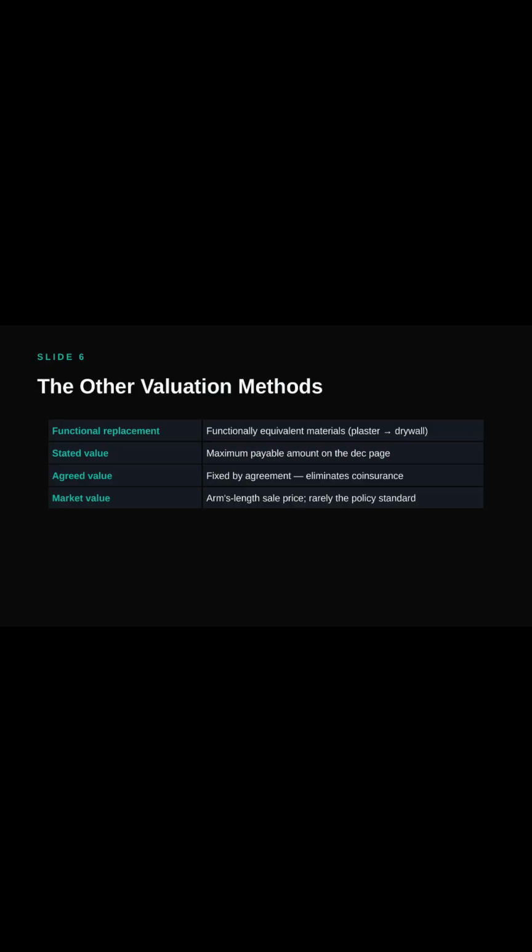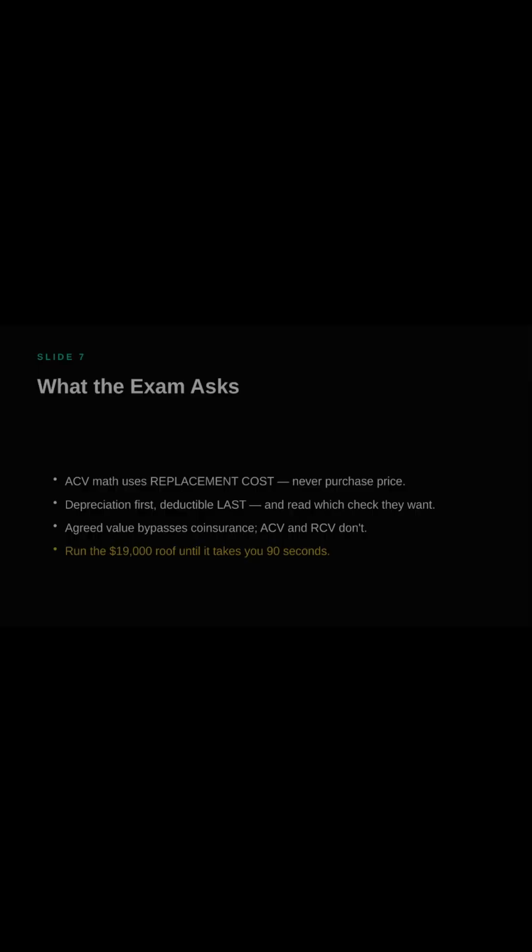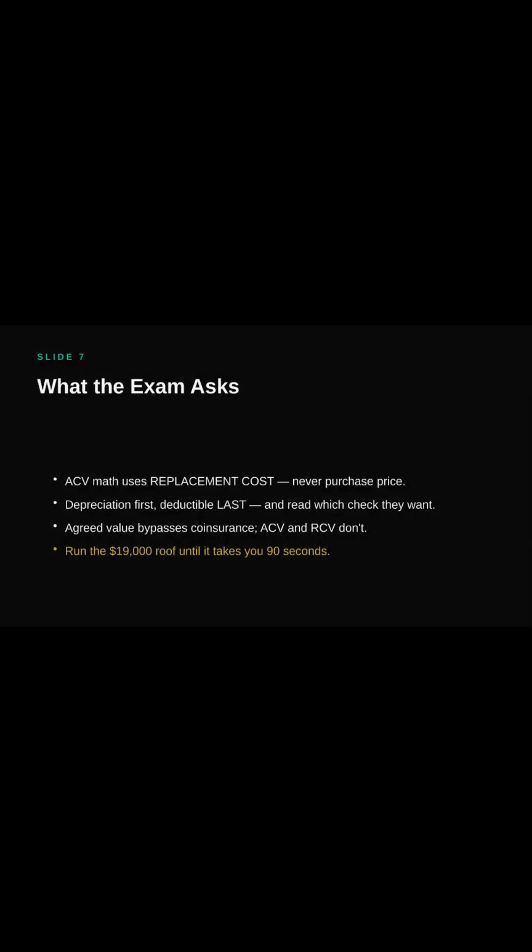For the Texas Public Adjuster exam, 3 traps to watch. 1. They'll give you purchase price and replacement cost. ACV math uses replacement cost, which is today's cost, not what anyone paid. 2. Subtract depreciation before the deductible and read whether they want the first check or total recovery. 3. Remember which methods bypass coinsurance, agreed value does. ACV and RCV don't. Run the roof example until you can do it in 90 seconds, because some version of it is on your exam.